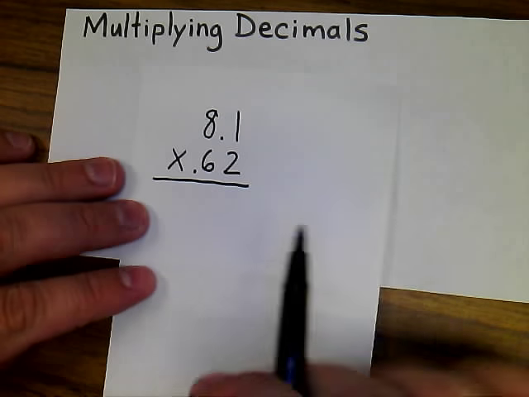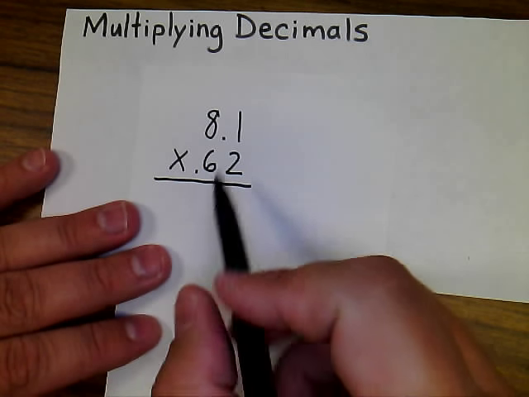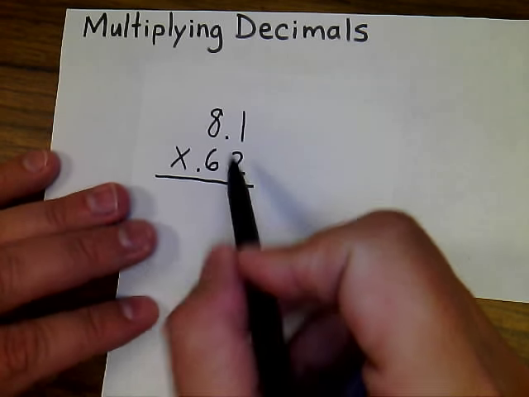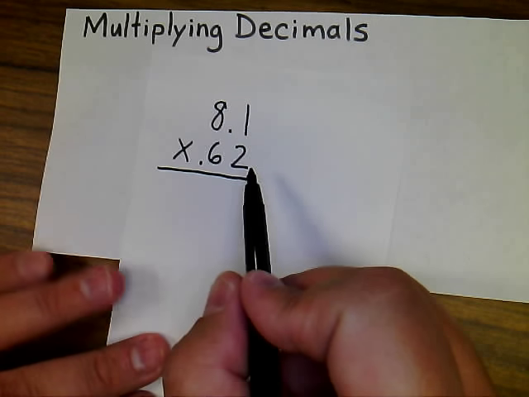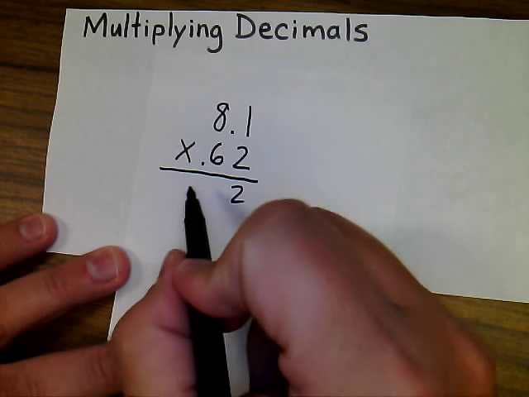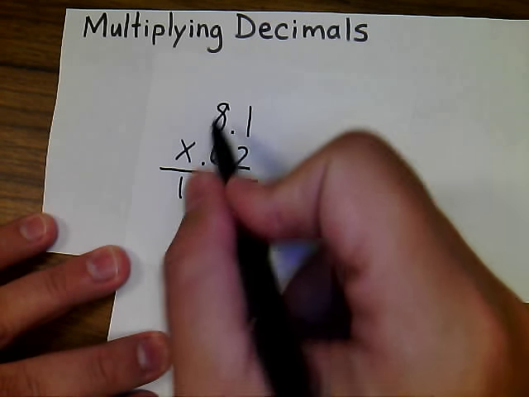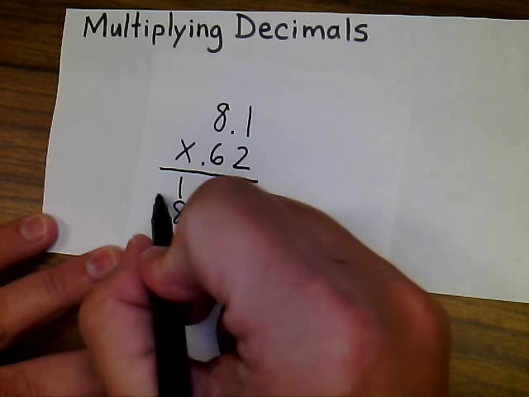In this example, we have multiple items in our decimal places, in our factors. So we're going to just multiply this out just like we would 81 times 62. 2 times 1 is 2. 2 times 8 is 16. 6 times 1 is 6. And 6 times 8 is 48.